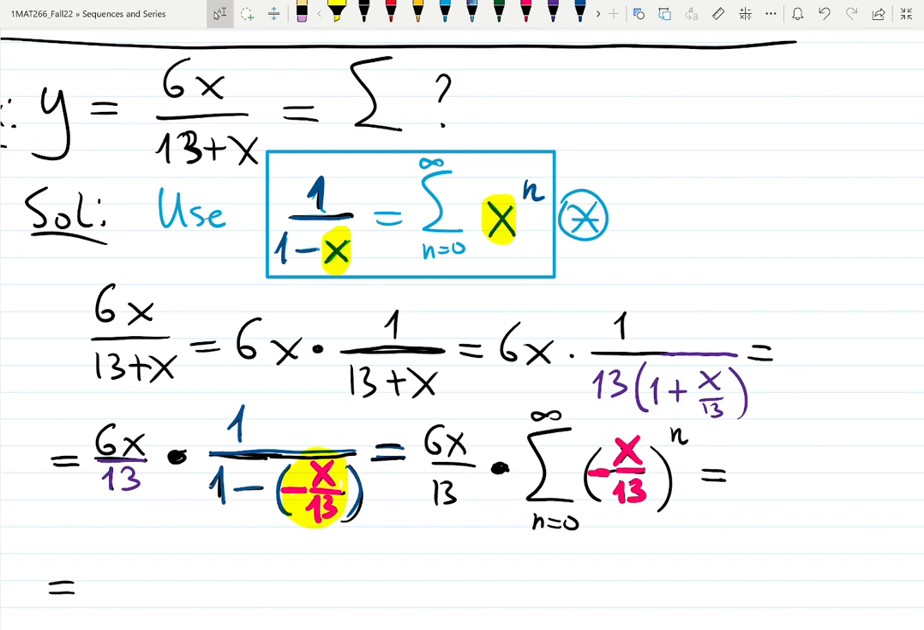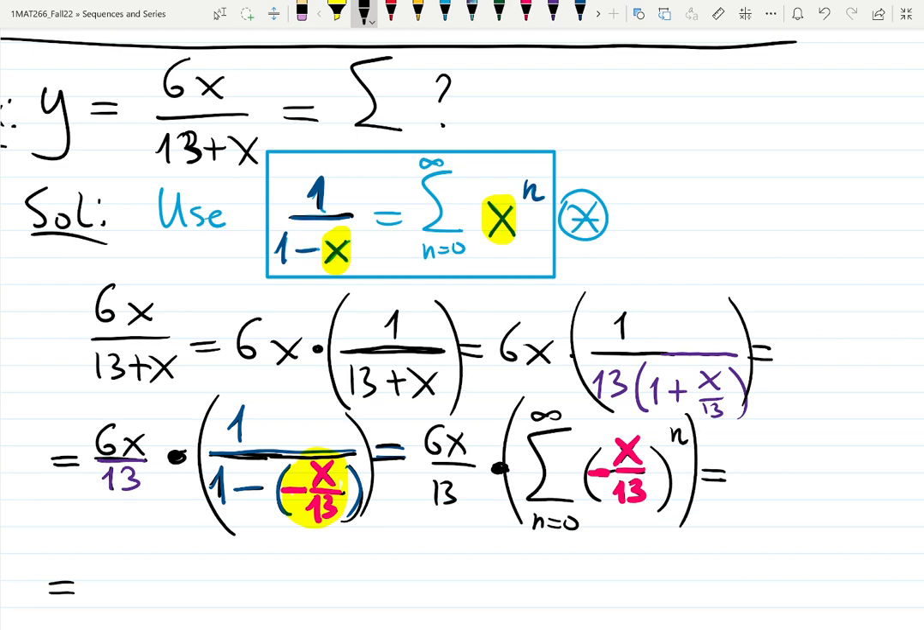Factor it out first. Then minus minus. Now we have a nice shape. We're working with this stuff in parentheses. That's the one we're trying to convert into the series. And we succeeded. Make sense?